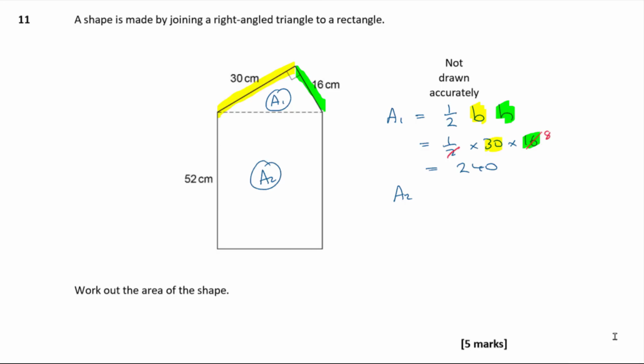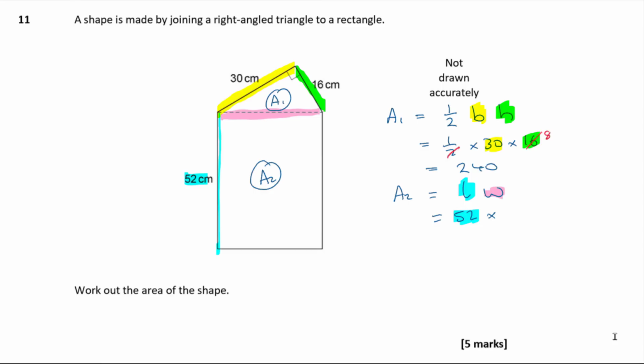What about A2? A2 is slightly more problematic because, well, it's a rectangle, it's got an easy formula for finding it, but we only know one of the sides so far, don't we? We know this length here is 52. Okay, so one of them is going to be 52, but what is the other one? We don't actually currently know this one, do we? But you can see that that side there, which is going to be the width of this rectangle, is the hypotenuse of that right angle triangle, isn't it?